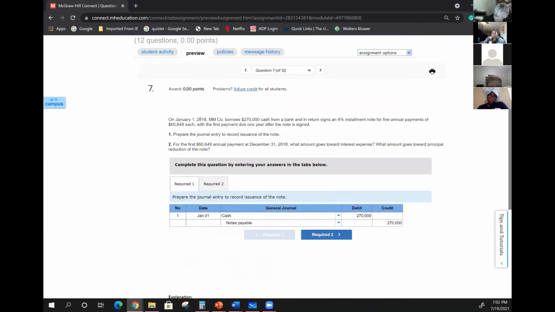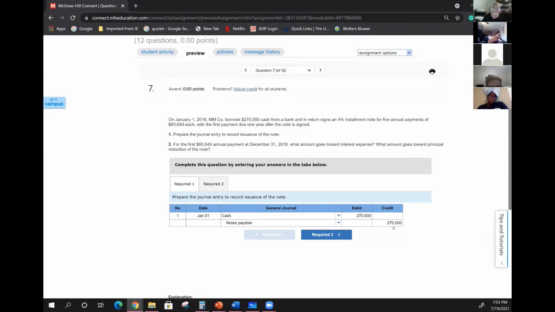Okay, so on January 1, 2018, the company borrows $270,000 from the bank and signs a 4% installment note for 5 annual payments of $60,649 each, with the first payment due 1 year after the note is signed. So we're going to prepare the entry for the note. When we receive the money for the note, that's the easy part, right? We're going to set up cash as a debit for $270,000, credit notes payable for $270,000.